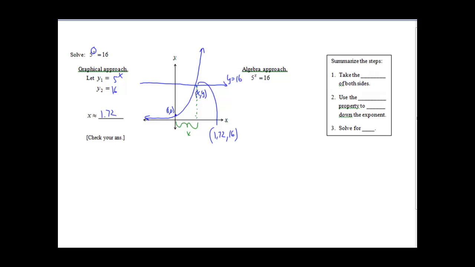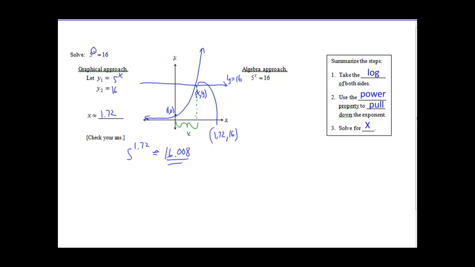If we check, going back, 5 to the 1.72 should be equal to 16.008, so that's a rounding error. Now the algebra approach, summarizing the steps: we need to take the log of both sides. Then we're going to use the power property to pull down the exponent, and then we're going to solve for x.